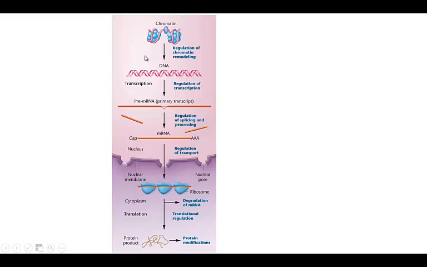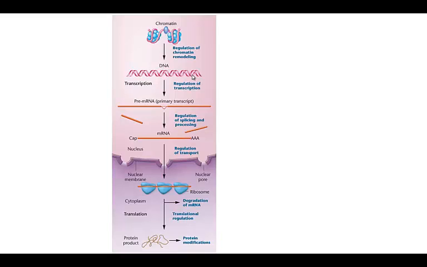So we'll talk about chromatin remodeling. The DNA, remember, is going to be bound and associated with the histones, and this will determine whether or not it's going to be accessible to the RNA polymerase. If it is accessible, transcription can happen. Transcription itself can be regulated, whether or not the particular transcription factors are there to recruit the RNA polymerase to the promoter region, and so on.